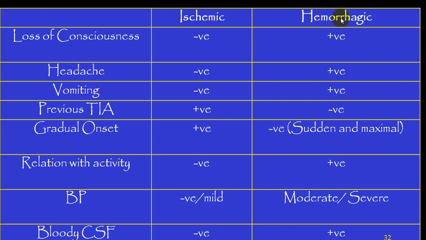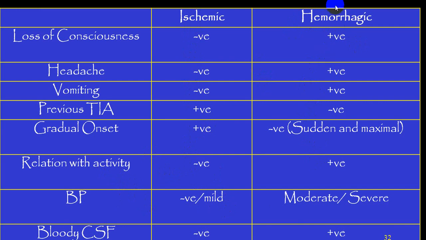Difference between ischemic stroke and hemorrhagic stroke. Loss of consciousness is more with hemorrhagic stroke. Headache is more common with hemorrhagic stroke. Vomiting is more common with hemorrhagic stroke. Previous TIA will be more common in ischemia. Gradual onset will be in ischemic stroke, while rapidly progressive will be in case of hemorrhagic stroke. Relation with activity: ischemic stroke very commonly follows early morning or sleep, while hemorrhagic is during activity.